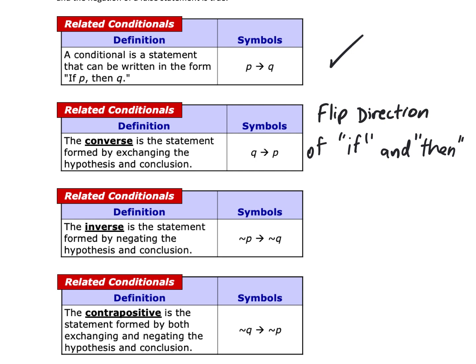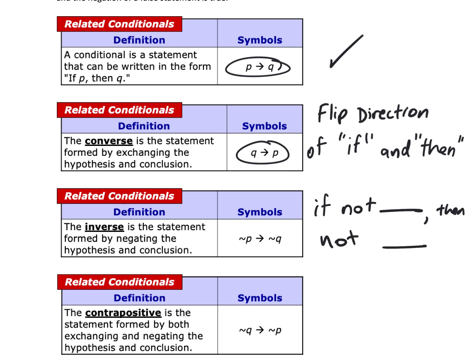So you can see here symbolically, instead of going P to Q, now we're going Q to P. The converse flips the order. The inverse, and this is tricky because those words seem very similar, but the inverse is a negation, all right? If not blank, then not whatever our then statement is, right? We negate both the hypothesis and the conclusion.